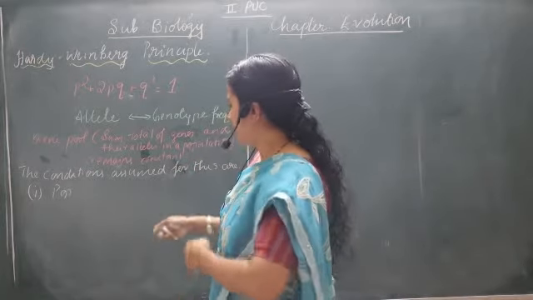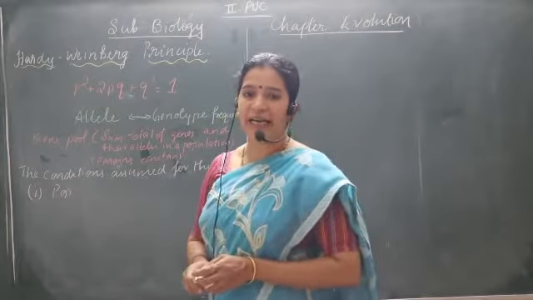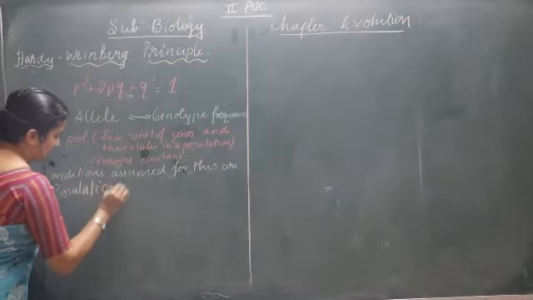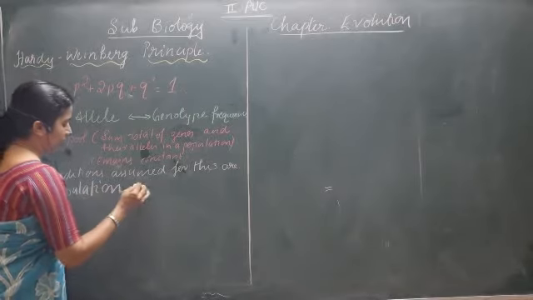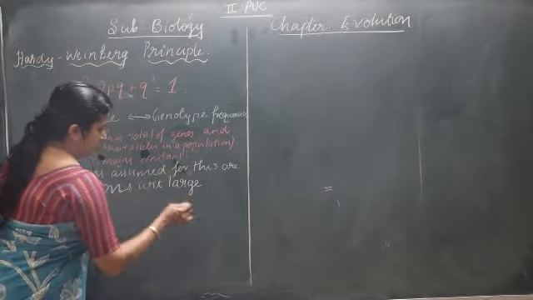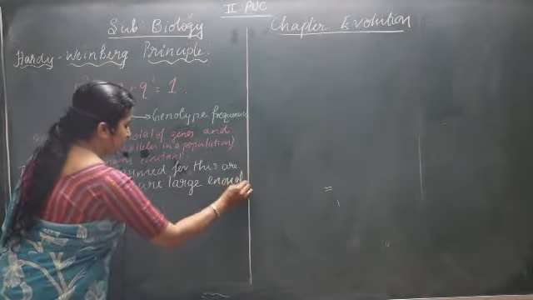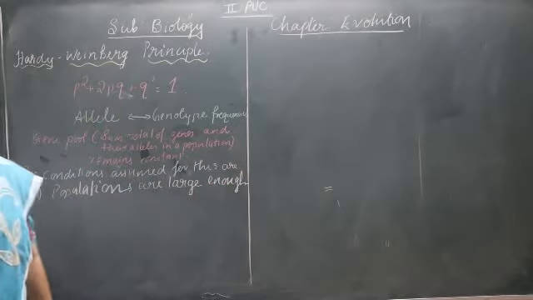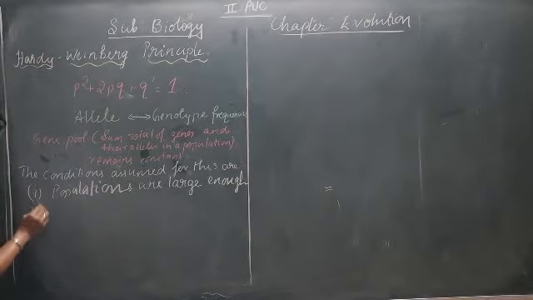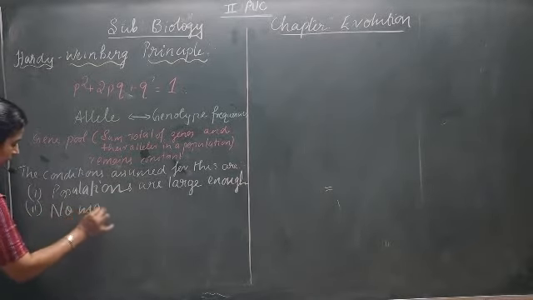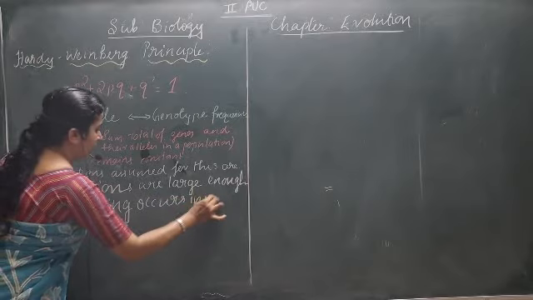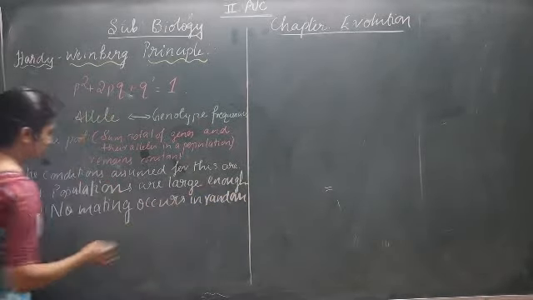Now let me tell you about the conditions assumed for this Hardy-Weinberg principle. In which conditions can this principle apply? The first condition is that the population is large enough. Only in a large, sexually reproducing population can we apply this principle. The second condition is that no mating occurs in a random manner. That also should be satisfied.